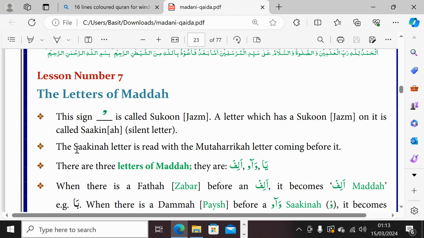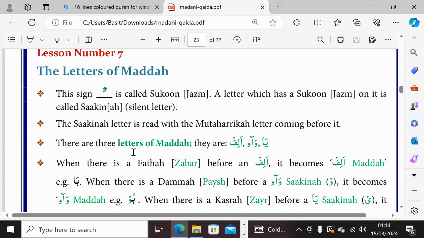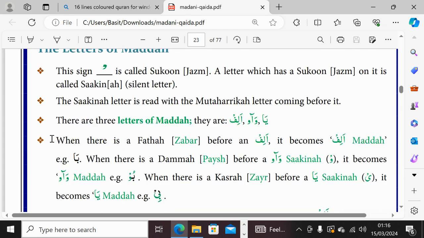How do we read the sakina letter? Basically, the sakina letter is read with the mutaharik letter coming before it. There are three letters of Madda. They are Ya, Waw, Alif. And now, how do the Madda letters exist?